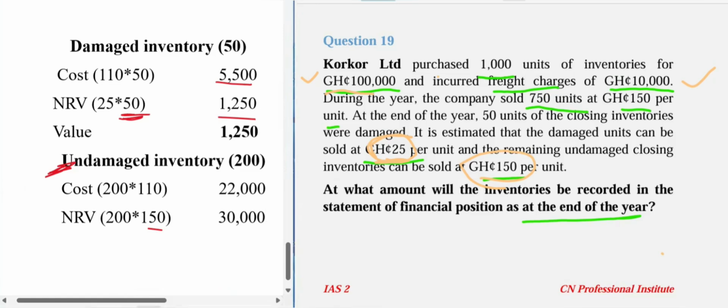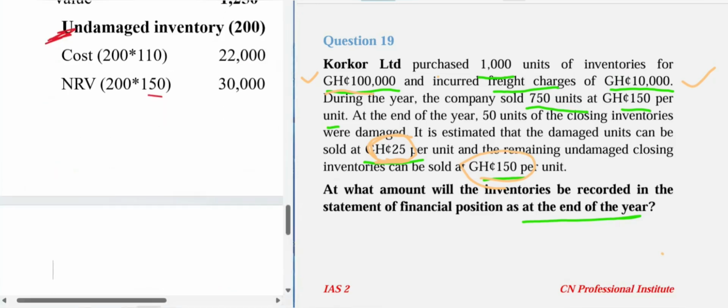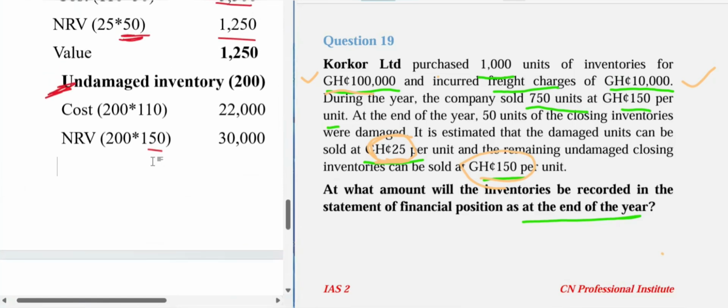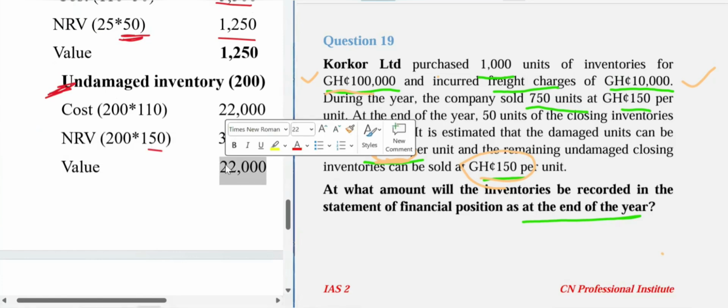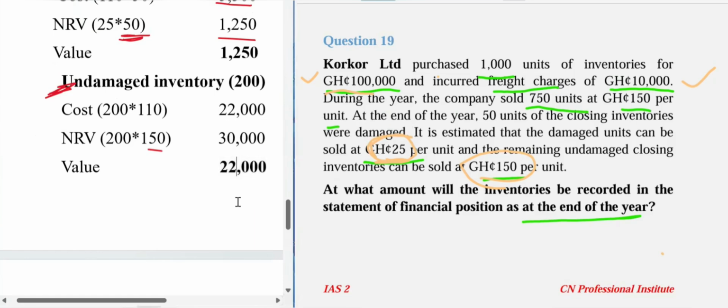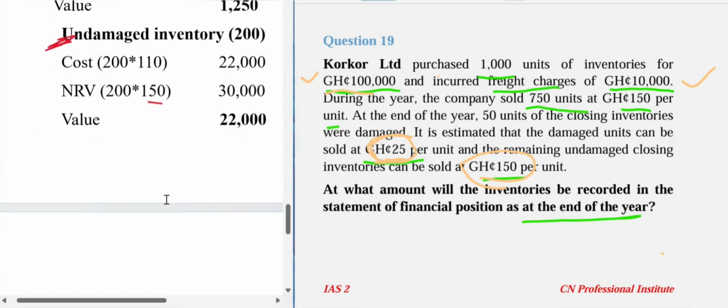So cost 22,000, NRV 30,000. So which one do we use? The lower. So value of inventory, you have to use the lower, which is 22,000, right? 22,000 is the value that we have to assign to the undamaged inventory. So to get the total value of inventory, it will just be the damaged plus the undamaged.